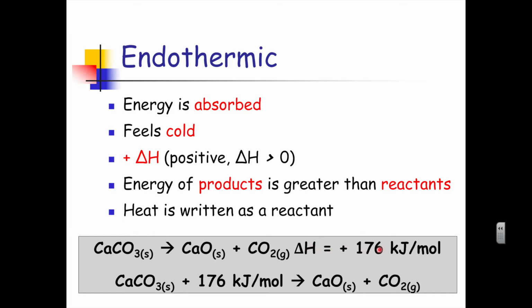So if it's written off to the side, please put a positive sign there. In this case, it really helps. I know in math it's stupid to write a positive number, you don't need to, but when you're talking about thermochemistry, it's very helpful. Or please put it on the left side of the equation. All right, so exothermic was on the right, endothermic is on the left.